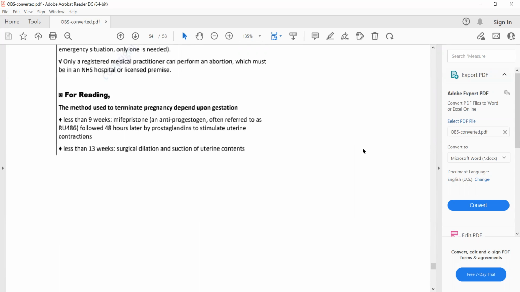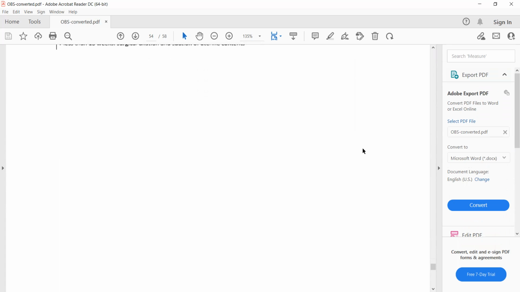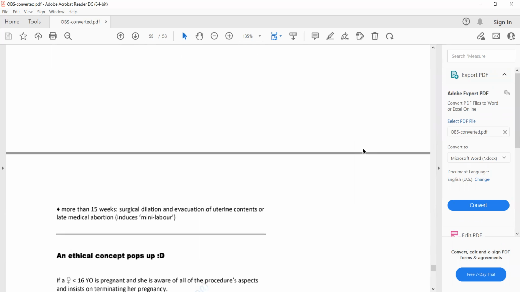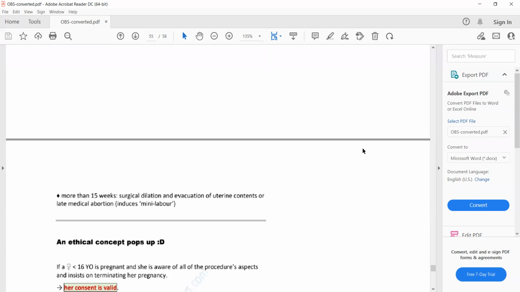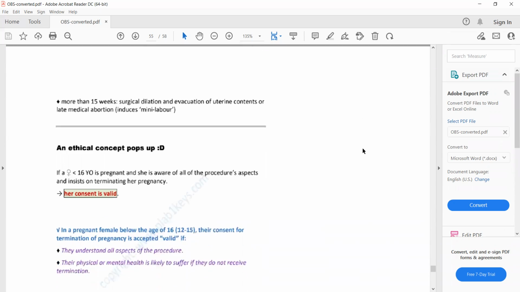So for less than 9 weeks, mifepristone and prostaglandin. For less than 13 weeks, surgical dilatation and evacuation. And for more than 15 weeks, surgical dilatation and evacuation, or late medical abortion by inducing mini labor.